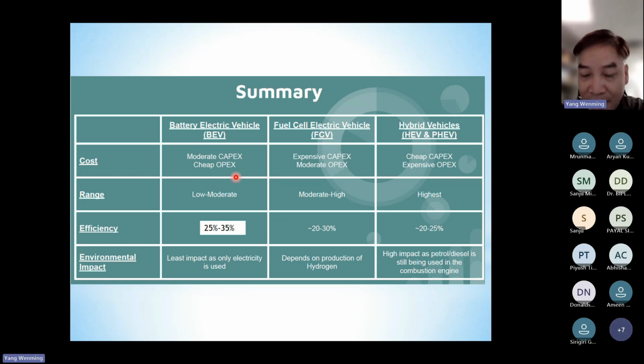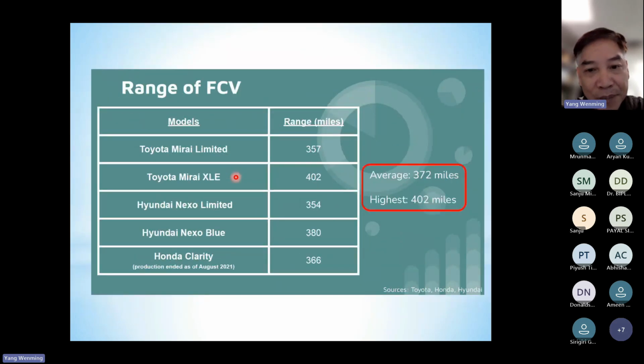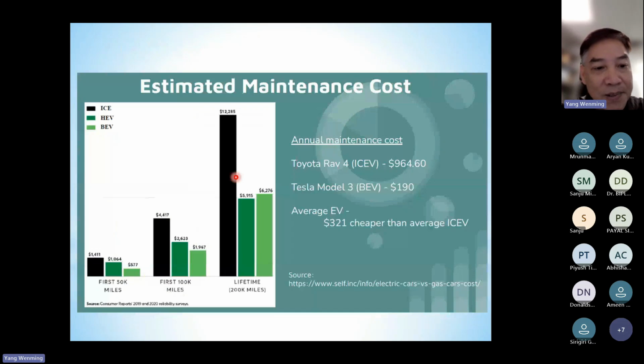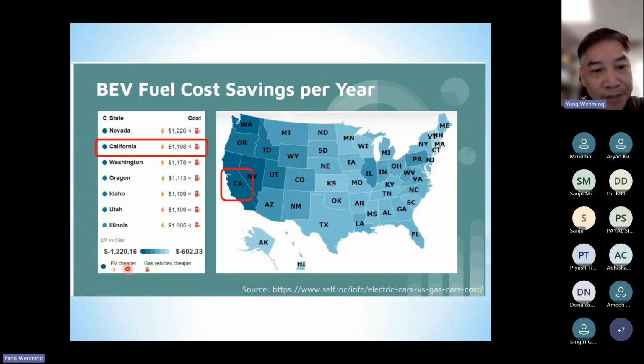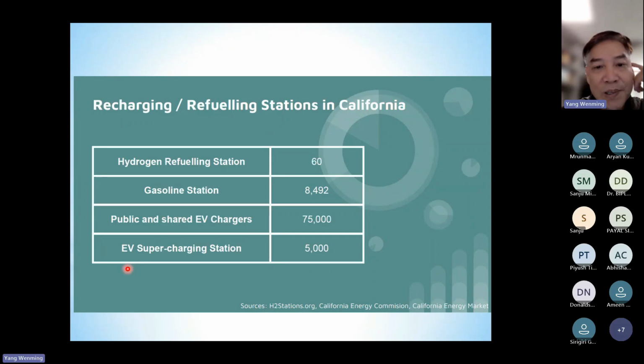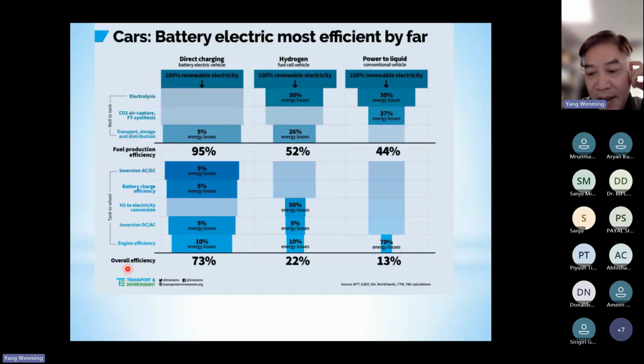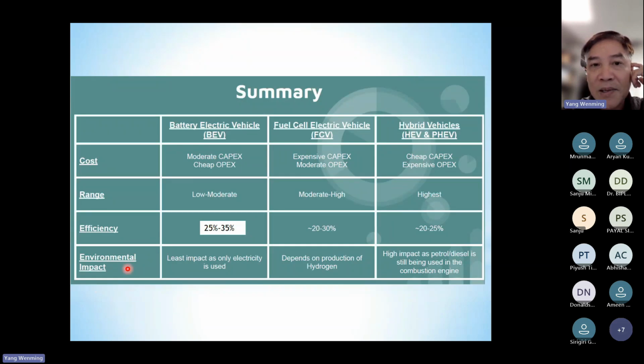Just now we have compared the different operating costs here, correct? The estimated maintenance cost and also the fuel cost. So the lowest fuel cost and the lowest maintenance cost. So for the BEV, the battery electric vehicles, the operating cost is the cheapest one, and the capital cost is in the middle. It's between the fuel cell vehicles and the SI vehicles.